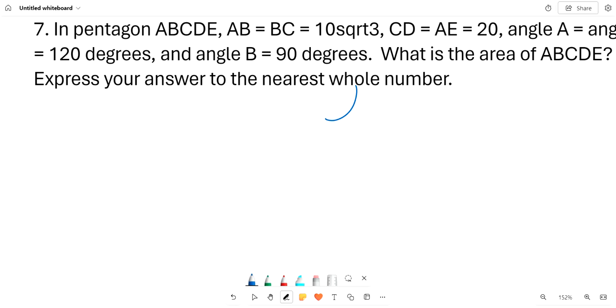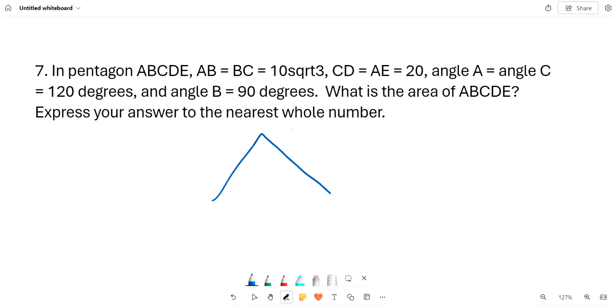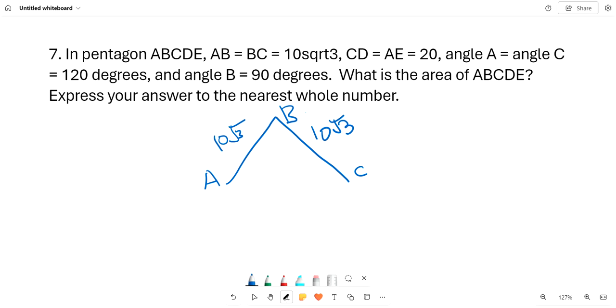So let's create a pentagon. Let's say AB equals BC. So this is A, B, C. And this equals 10 root 3 and 10 root 3. We are also given that angle B is 90 degrees, so we'll put that as 90 degrees. And then to make it easier, we'll just make this a triangle right here.